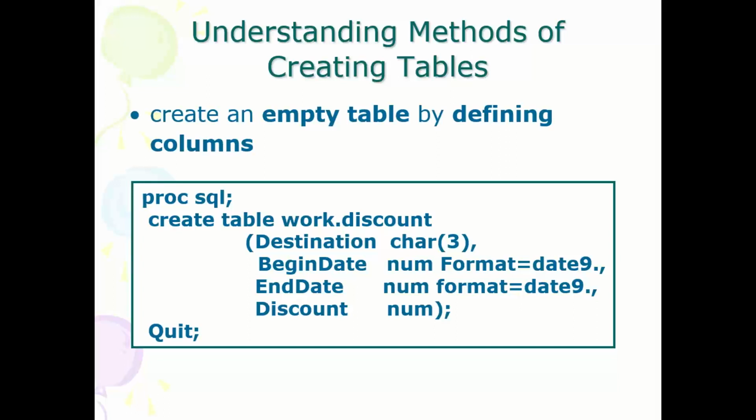Whenever you define a column, you have to mention what kind of data you are expecting or reading. Is it character data or numerical data? Once you define whether it's character or numerical, then you have to define how much length you are going to expect. So it's CREATE TABLE work.discount, with destination, begin date, end date, discount. Let's see how you define this.